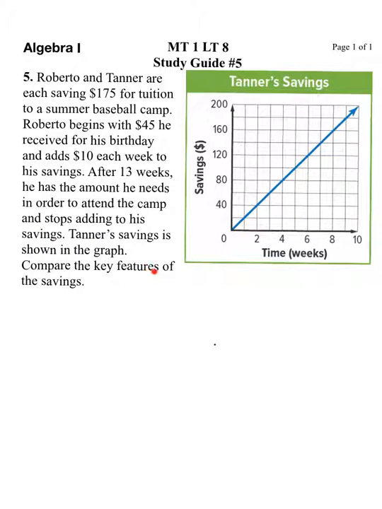We want to compare key features of the savings. When we talk about key features, what we're talking about mostly are the x-intercept, the y-intercept, and whether it's increasing or decreasing. So let's start with the x-intercept. We see Roberto begins with $45. Well, since he begins with $45, that will make the x-intercept negative. And that just doesn't make sense in this situation.